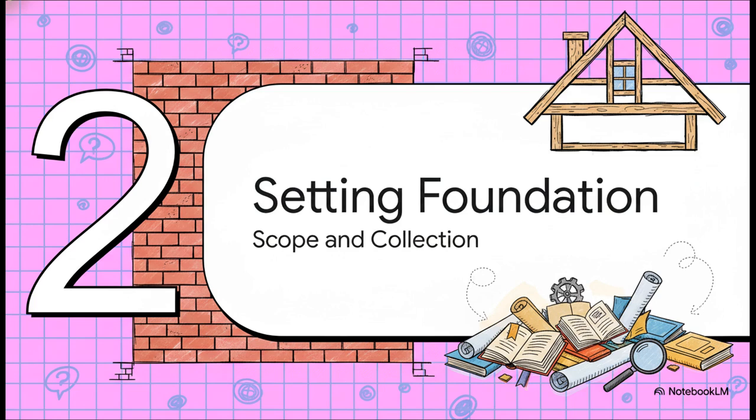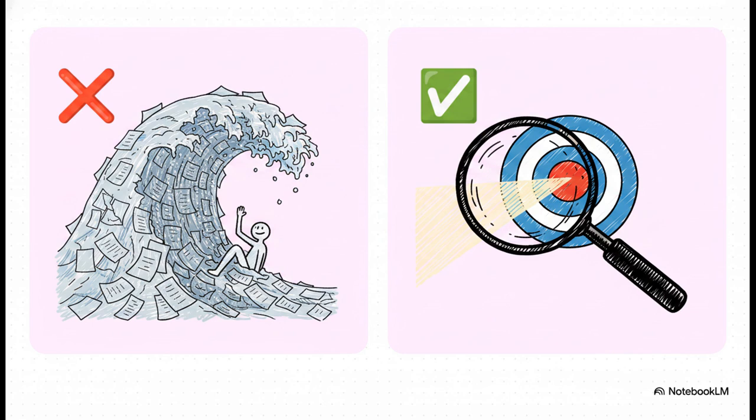Moving right along to Section 2, setting the foundation. This is all about scope and collection, because any strong construction always starts right here. Now, you really have to understand the power of scope. Let's consider an example. Say your topic is GNSS in transportation. Honestly, that is hopelessly broad. You'd literally drown in tens of thousands of papers.